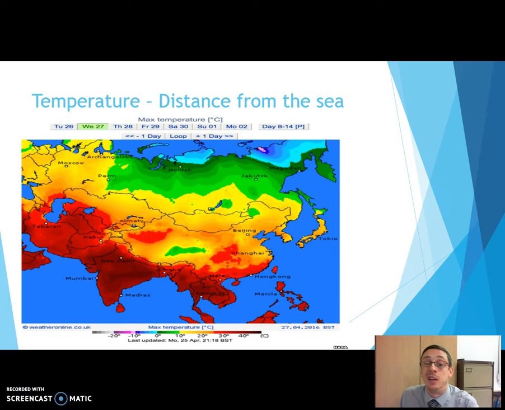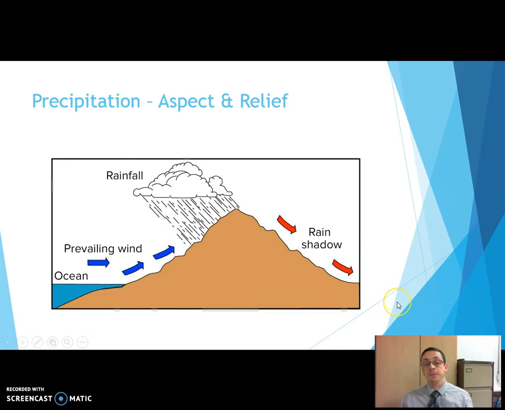So the point that we make here is that the sea acts as a kind of normalizing factor. It balances everything out. It reduces the extremes that you experience in temperature. Now, if we start to think about precipitation, aspect and relief we can kind of tie together here. First, in terms of aspect, all I'm really going to say is that thanks to the way that the geography of the UK is, it just so happens that most of the rain we get blows in from the west, and we'll talk about why that is in a moment.